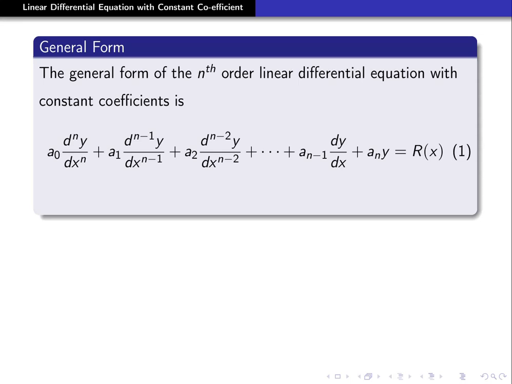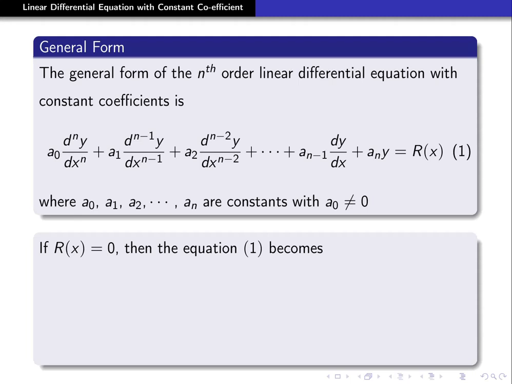Here the left hand side is a linear differential equation of order n. The right hand side is r of x. R of x may be trigonometric or algebraic, or maybe a constant, so it depends upon the cases. Here a0, a1, a2, up to an are constants, with a0 always non-zero.